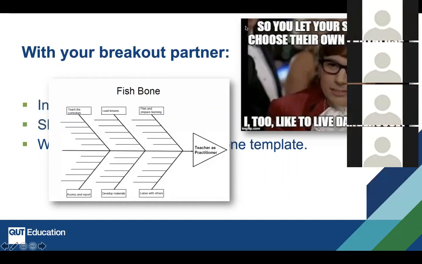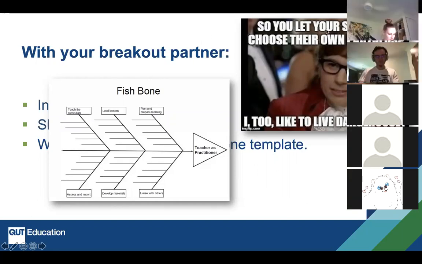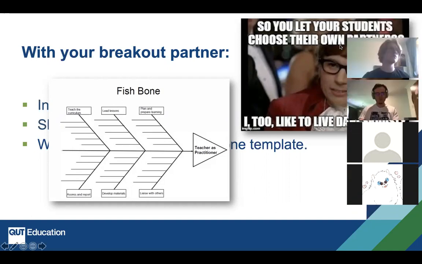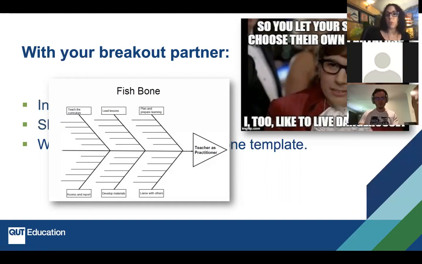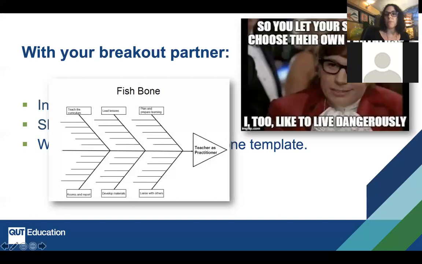Okay, so for those of you who are watching the recording, I am going to pause and I want you to do the same. I want you to think about how the meme that you chose can fit onto that fishbone template under those categories. See you soon.